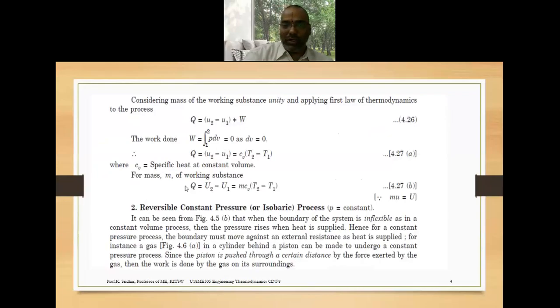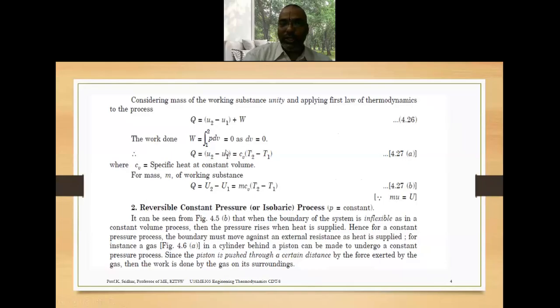Now let us go to the first law of thermodynamics, that is delta Q is equivalent to dU plus delta W, or dU is equivalent to delta Q minus delta W. It is a constant volume process, so W is equivalent to PdV. So dV is equivalent to 0, so delta W will become 0. So delta Q will be equivalent to dU.